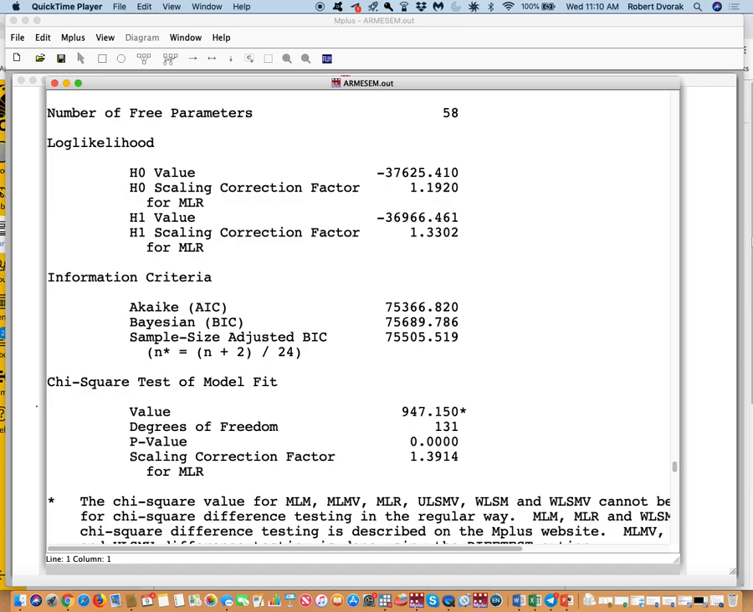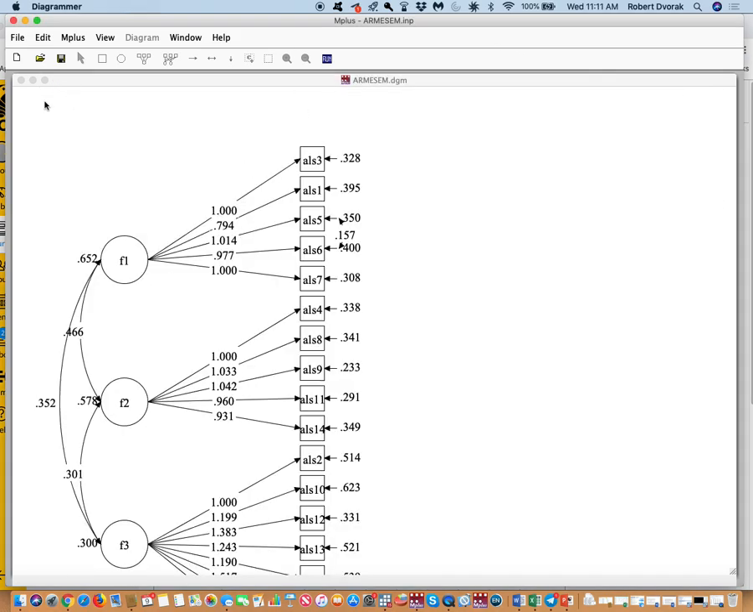9.47 or 947.15 chi-square, 131 degrees of freedom, and a scaling correction factor of 1.3914. We're going to test this against two other models, right? So we've written these numbers down. Let's test it against our first alternative model.